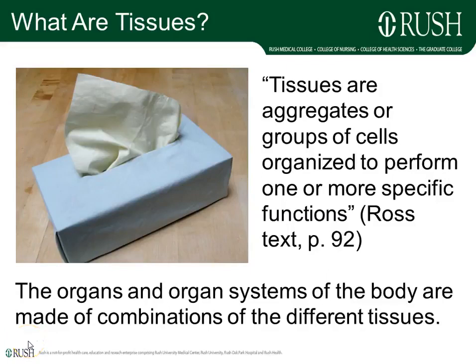Let's switch gears and talk about tissues now. What are they? Tissues are aggregates or groups of cells that are organized to perform one or more specific common functions. So the organs and organ systems of the body are made up of combinations of different tissues.